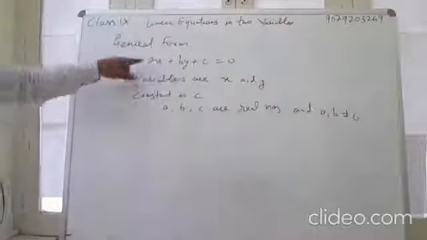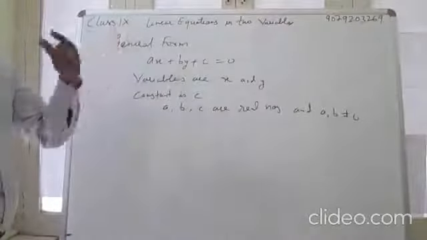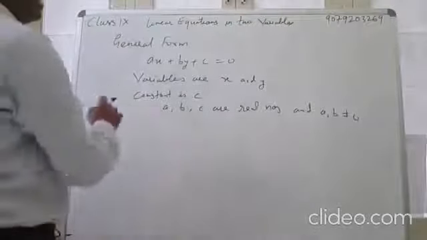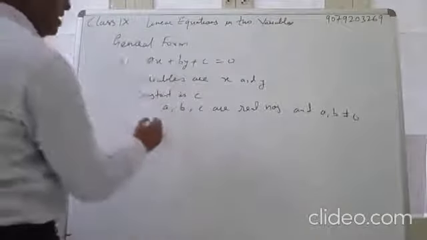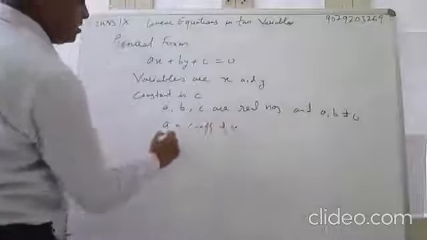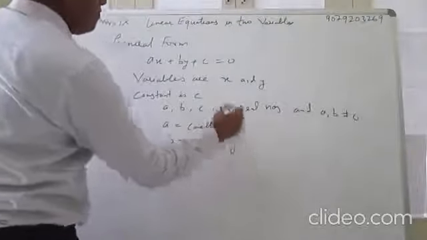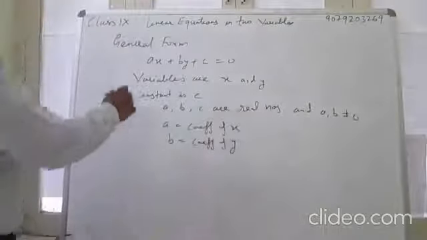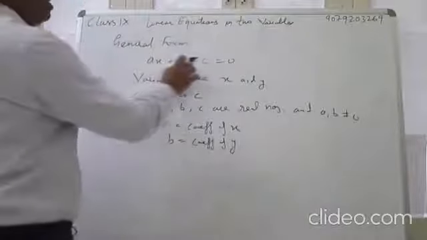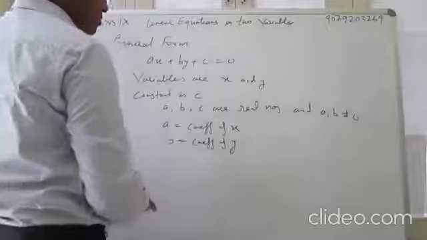This should not be 0, the coefficient of x and the coefficient of y. Otherwise it is not a linear equation in two variables. Okay. So what is the coefficient of x? What is a? a is called the coefficient of x. b here is called the coefficient of y. So this is a linear equation in two variables. If y is equal to 0 and x is equal to 0, it passes through the origin.